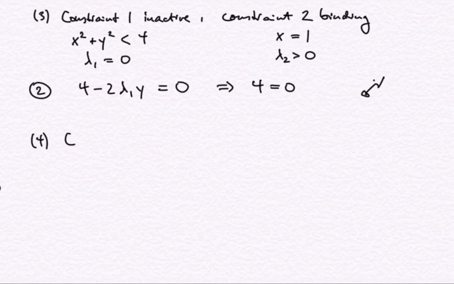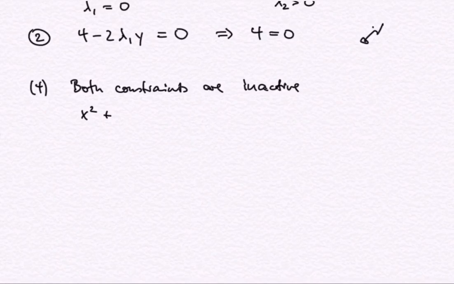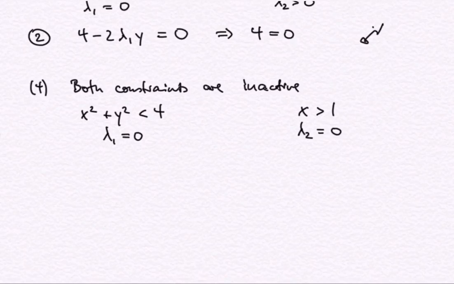Case 4. Both constraints are inactive. This means that x squared plus y squared is strictly less than 4, lambda 1 therefore 0. x is strictly bigger than 1, lambda 2 therefore 0. I can go into condition 2. Since lambda 1 is equal to 0, this is going to give me the same contradiction as the case before. And so I also get no candidate points from this case.